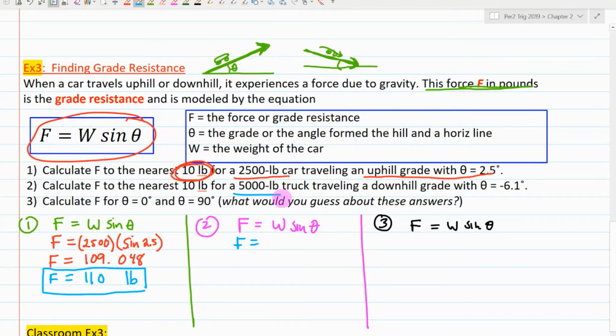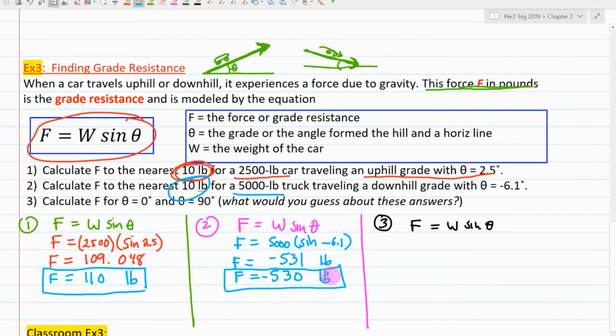The weight, because we have 3 more under here, is 5,000 times sine of negative 6.1. So this one is going downhill. So the force here is negative 531 pounds, which if we round to the nearest 10, we'll get negative 530 pounds. And again, please leave a space before the units of pounds so it doesn't look like a 1 here.